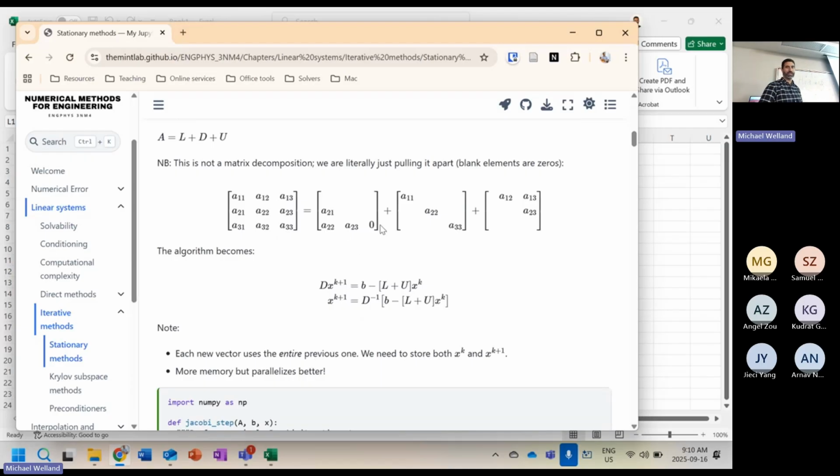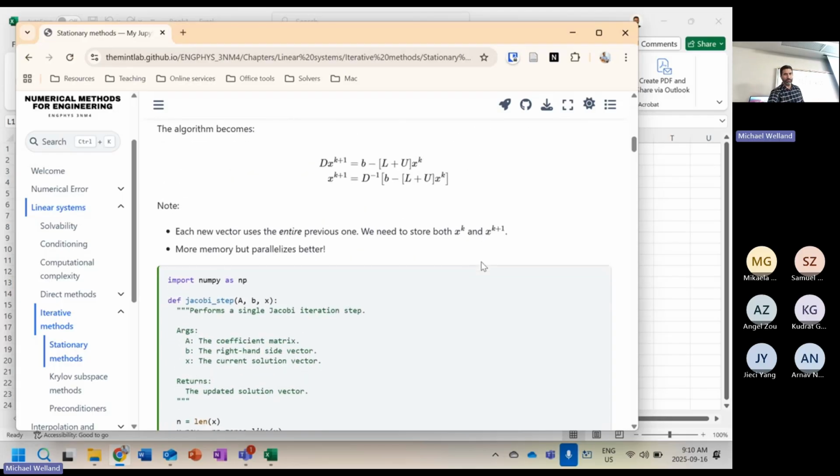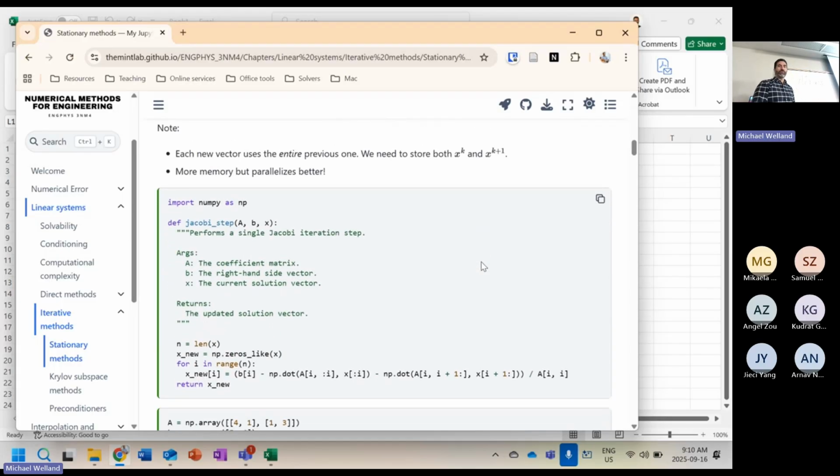Okay, suspension of disbelief. What you're going to do is you're just going to rip this thing apart. I don't know why there's a 0 here. It shouldn't be a 0 there. You've got your lower, you've got your diagonal, you've got your upper, and you do the matrix algebra, and this is what you get. Each new vector uses the entire previous one.